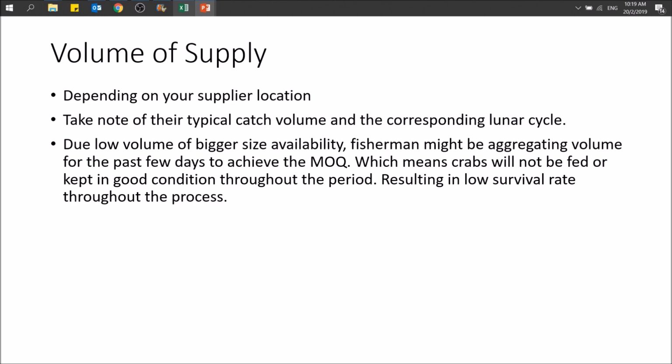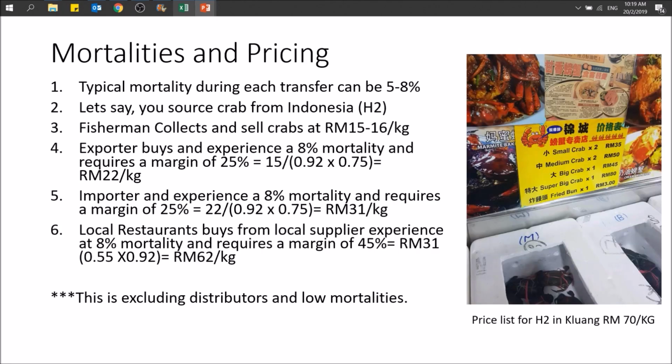So this is a short breakdown of all the typical margins throughout the cycle. So this is a Malaysian case. For example, the crabs usually are sold by the fishermen to the first exporter at about 15 to 16 ringgit per kilo. So the exporter buys them and experiences sort of a mortality and requires a margin of, let's say, 25%, and it becomes 22 ringgit per kilo. And it then sells on to the next guy, which also experiences an 8% mortality and requires a margin of 25% and brings it up to 31 ringgit per kilo.